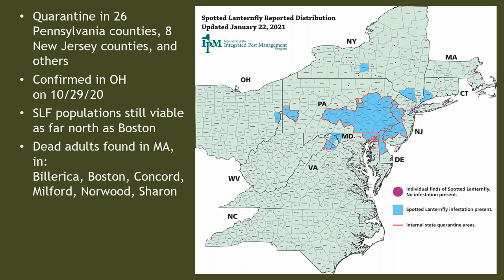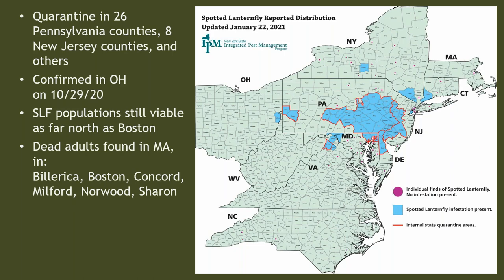There's no viable breeding population in Massachusetts as far as we're aware. There are trapping and survey efforts to see if we can find anything. But as far as we know, all of the lanternfly found in Massachusetts have been shipped in from Pennsylvania or other quarantines. But we have found this insect in Billerica, Concord, Milford, Norwood, and Sharon. And those finds are all from 2020. We're finding them a lot more frequently now.